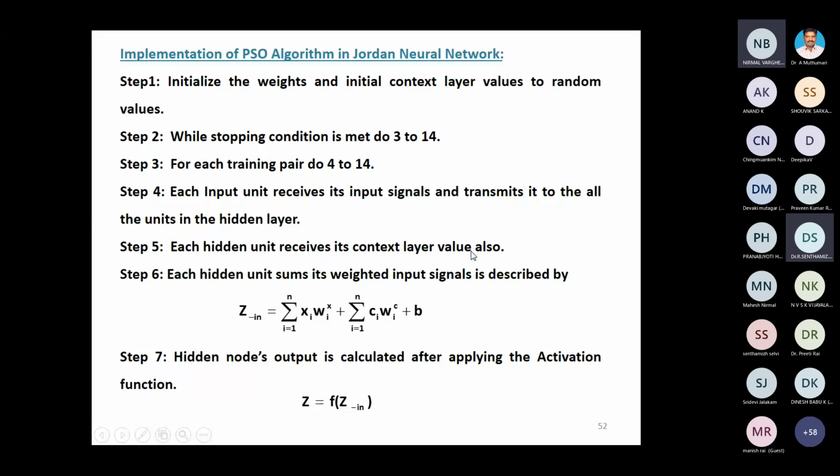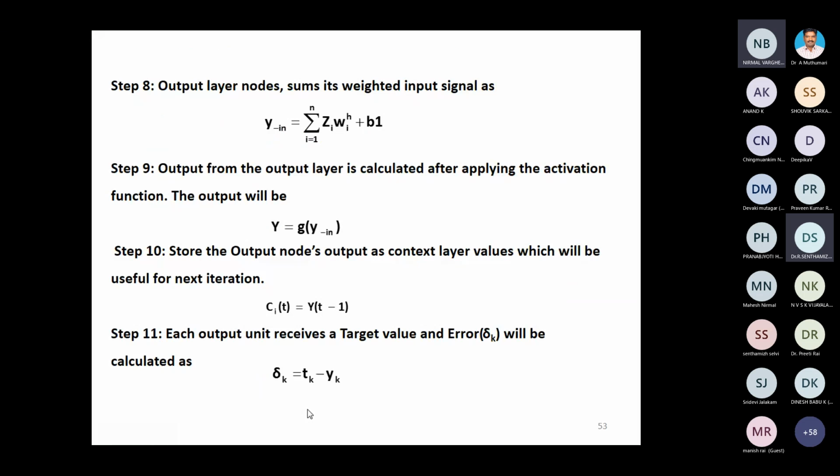Now each hidden unit sums its weighted input signals: this is the sum with the weight values of input nodes, and this is the sum with the weight values of context nodes. This is what you give as the input of the hidden layer plus bias. Now the hidden layer output can be formulated with the activation function, f of z_in. That is the output you take from the hidden layer. It goes to the input of the output node with the weights from the hidden to the output layer. That is what happens in step 8.